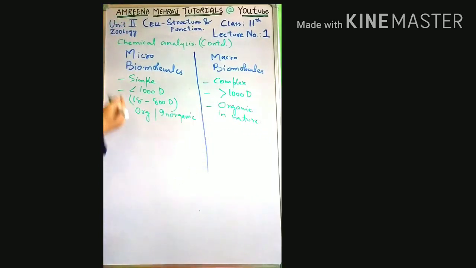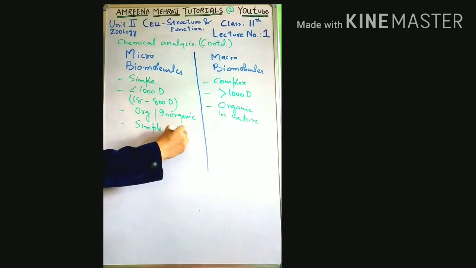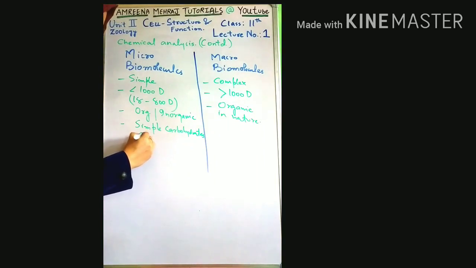Moving ahead. Now, what is the type of biomolecule which falls over here? They're very simple, my dear students: simple carbohydrates, which you also call sugars. They come under microbiomolecules. Do you know about glucose, fructose, galactose, sucrose? They're all simple sugars. They all fall under microbiomolecules. You call them simple carbohydrates.